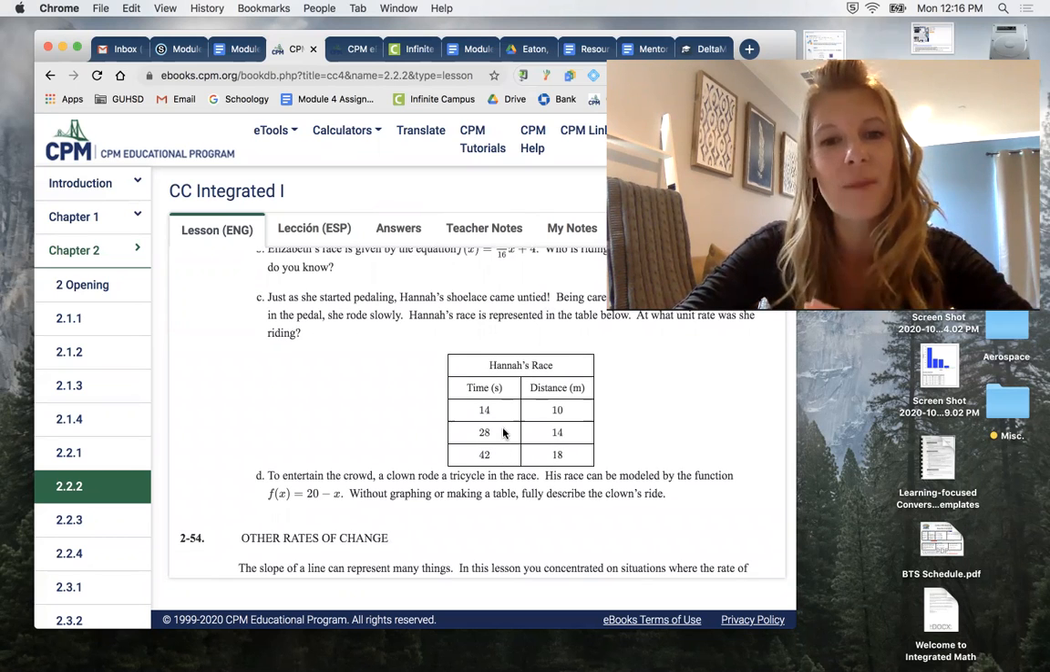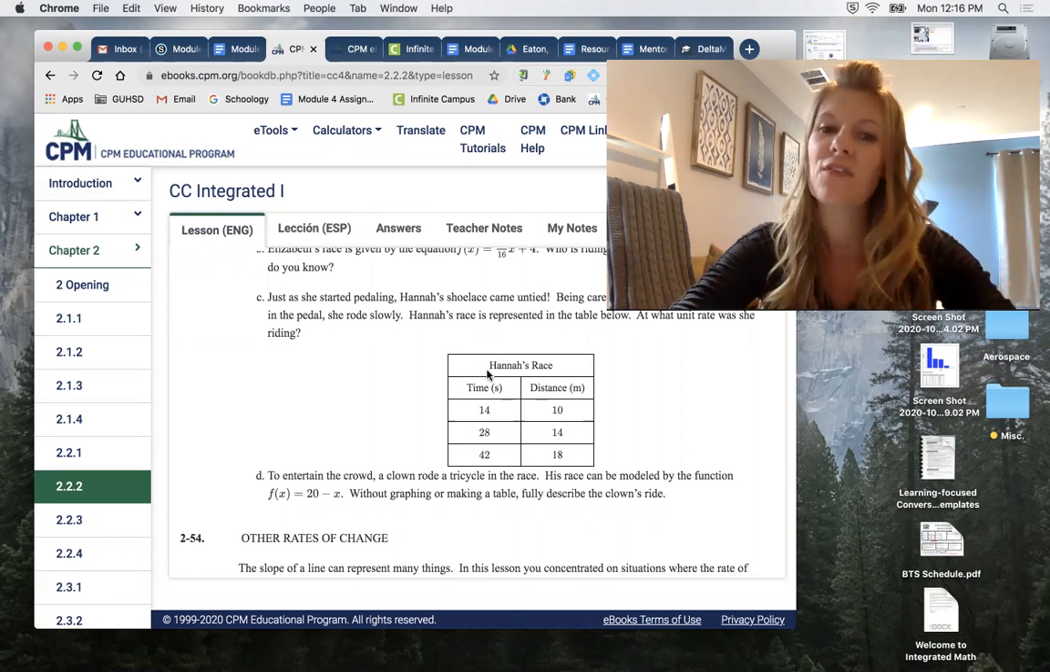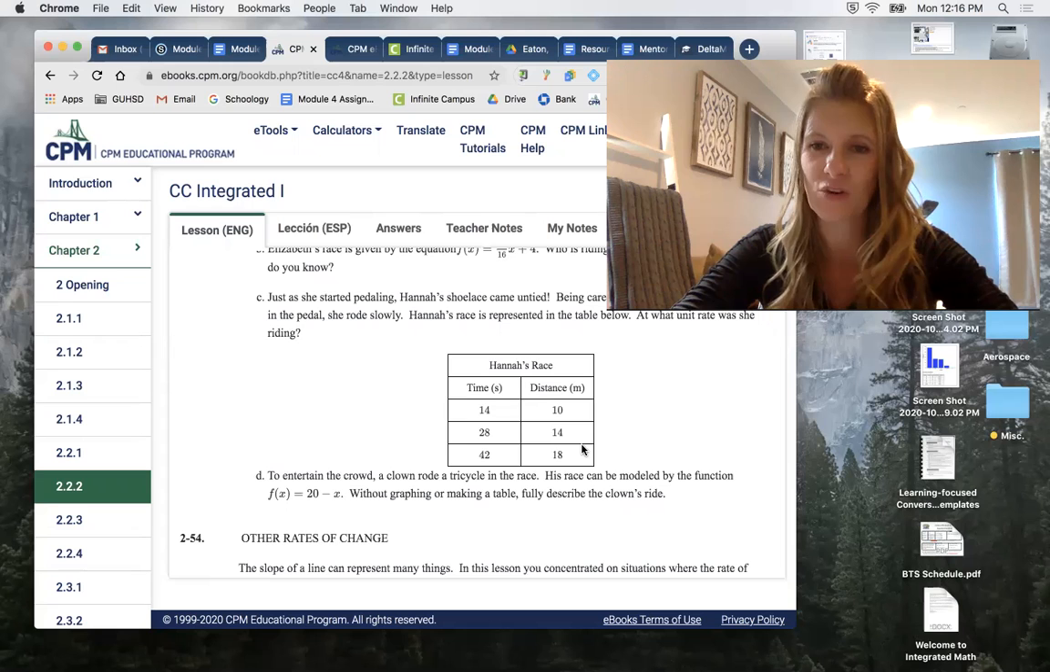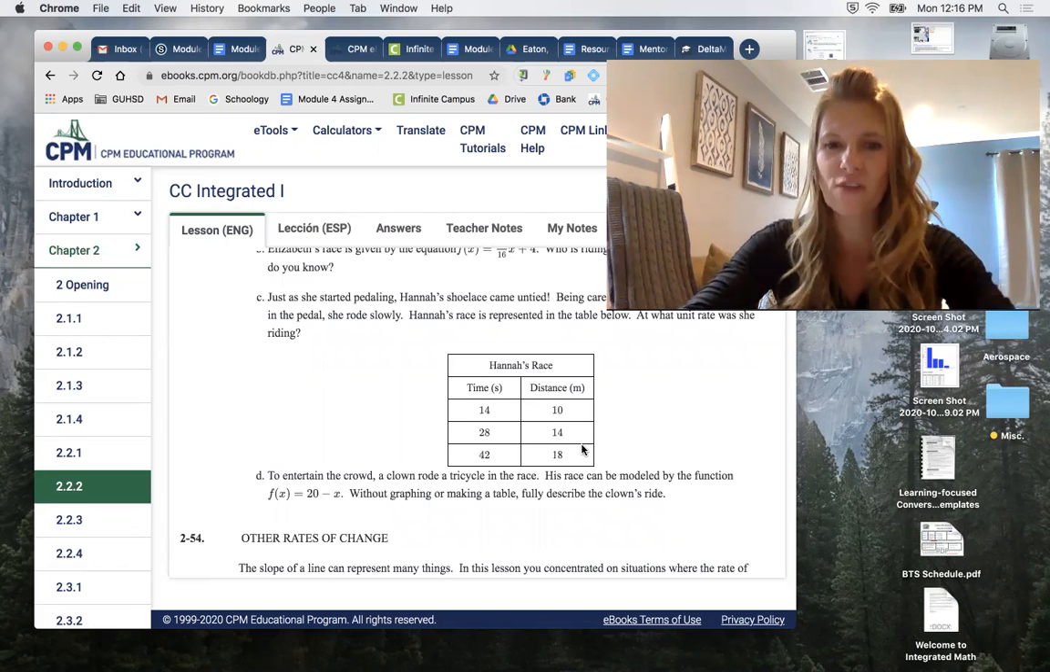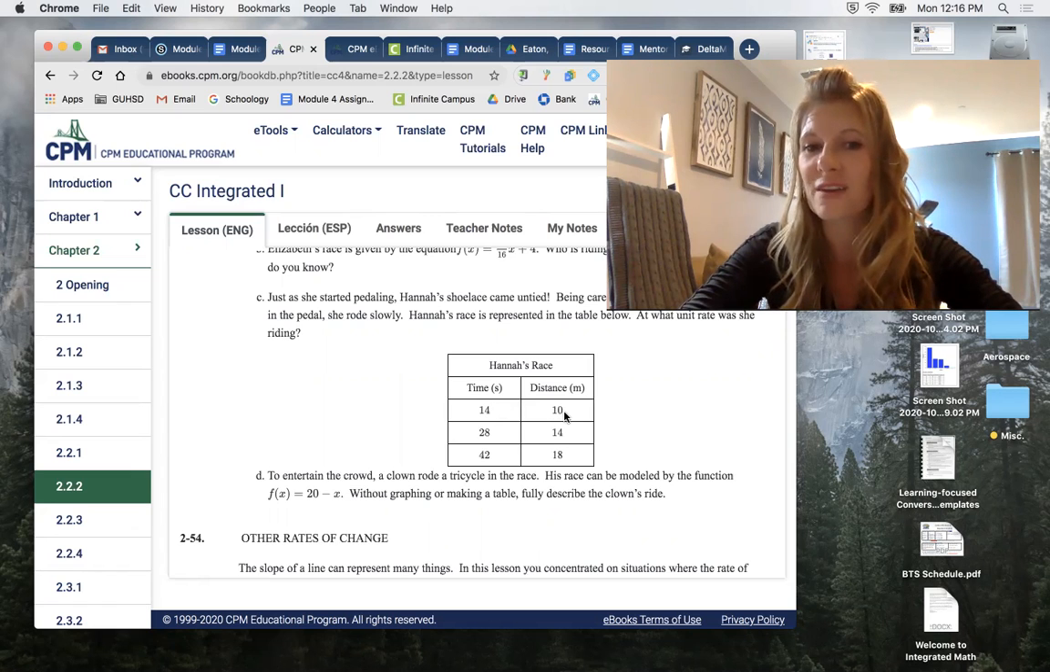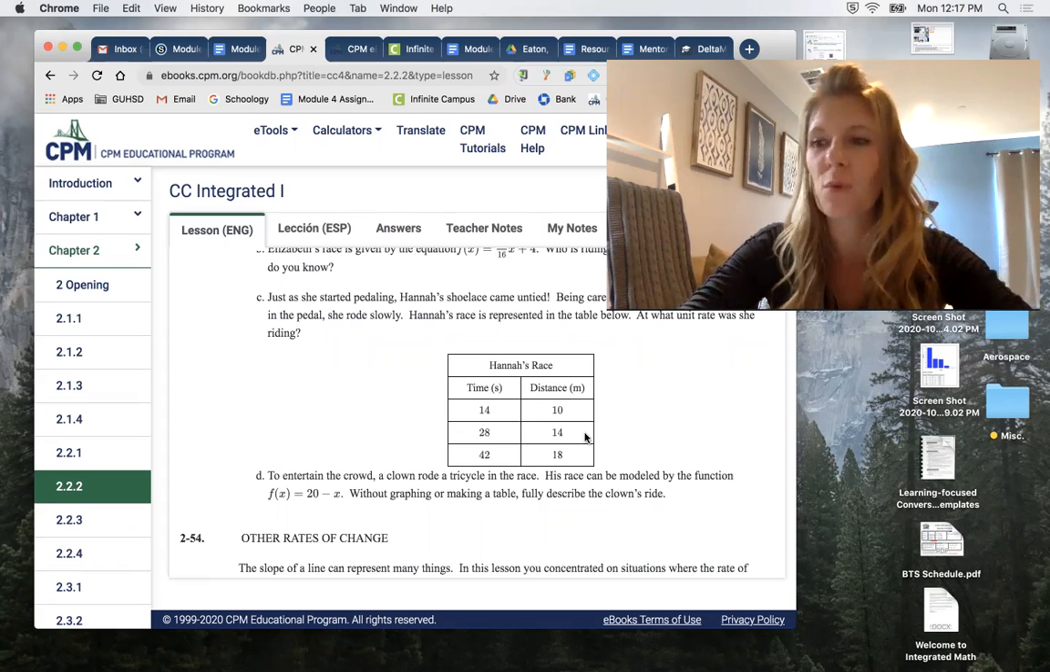But to start us off, I'm going to start with this idea of having Hannah's race. They've given times for Hannah and then distances that she's traveled in meters. And we're trying to find the equation of a line. So I'm going to go through that. I'm going to use the points (14, 10) and (28, 14) in order to build the equation of a line.